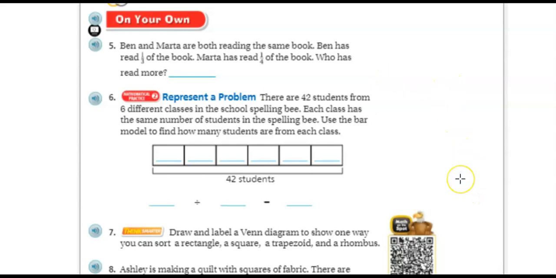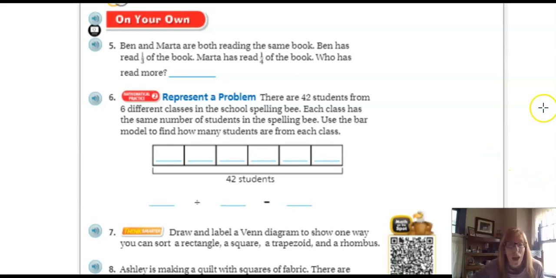So this is on your own. So I'm going to let you take a little time. I want you to read the on your own, and I also want you to do the practice and homework and the lesson check. And then you're going to come back and I'm going to give you the answers. So pause the video and then come right back. All right.